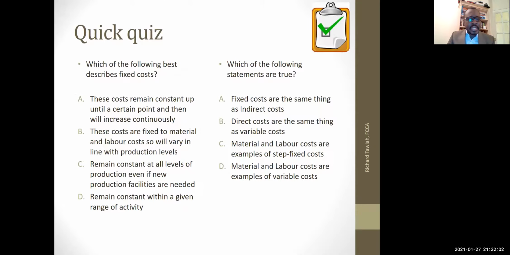Now, I want us to look at these questions. Which of the following best describes fixed cost? Okay, so easy. I wouldn't spend so much time here. Which of the following statements are true? Fixed costs, are they the same as indirect? Direct costs, are they the same as variable? Material and labor costs, are they examples of step fixed? Okay, clearly, examples were even given there. So take a look at these questions. And like I said, most of these multiple choice questions you see can surface in the final exam, so take good note of that.